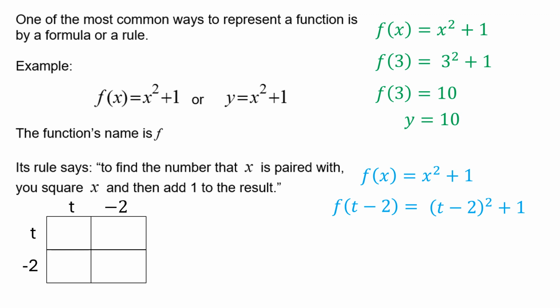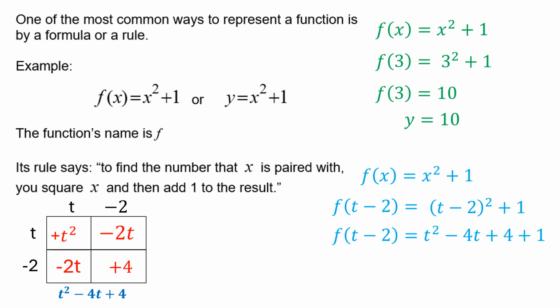Distribution box. T minus 2 times another t minus 2. T times t, t squared, positive times positive. Positive times negative gives us a negative. Positive times negative gives us another negative. And then negative times negative gives us back a positive. So we get back t squared minus 4t plus 4 plus a 1. Why is the plus a 1 on the end?